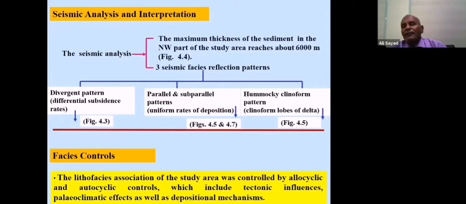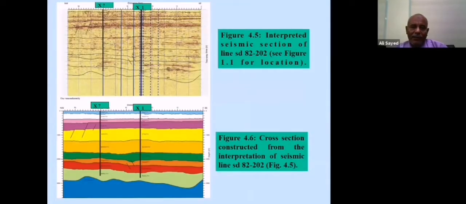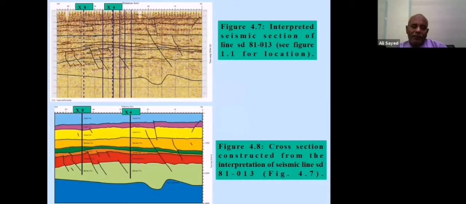Of course, all of this sedimentation was controlled by allocyclic and autocyclic controls. That is, factors within the basin and factors outside the basin, which include tectonic influence, of course, and paleoclimatic events, as well as depositional mechanisms. This is one of the seismic sections across the strike of the Muglad Basin, showing the divergent patterns. This is also another seismic section with cross-section interpretation. You can see the clinoform indicating deltaic depositional environments, especially in Aradeva and Zerga formations. Also here you have another seismic section across the Muglad Basin.